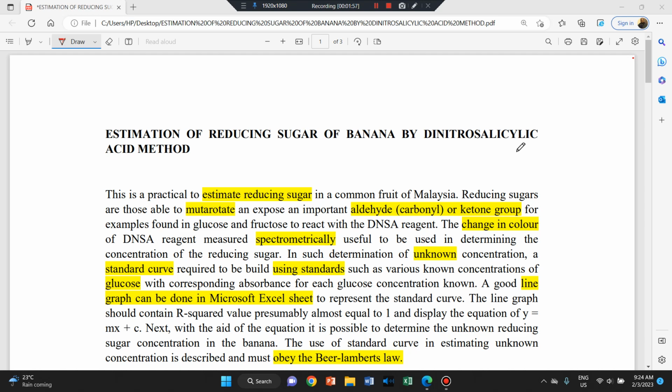What happens next is you will get the absorbance of this reducing sugar, which can be referred to as the unknown. And then you will use the known, which is the standard. In this experiment, we will use glucose as the standard. We will build a standard curve using glucose at various concentrations, and therefore you will get various absorbances, which will be useful in making the standard curve.